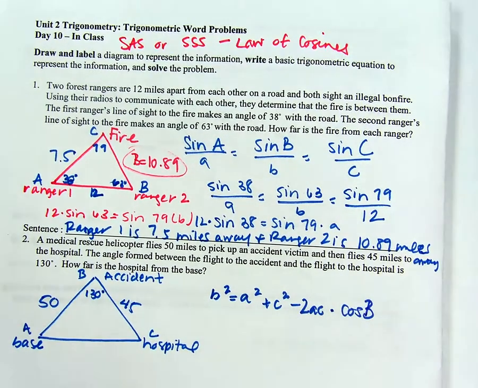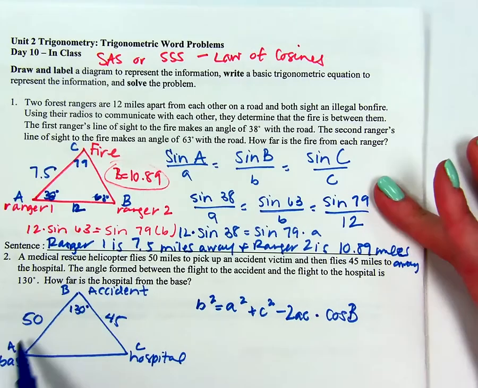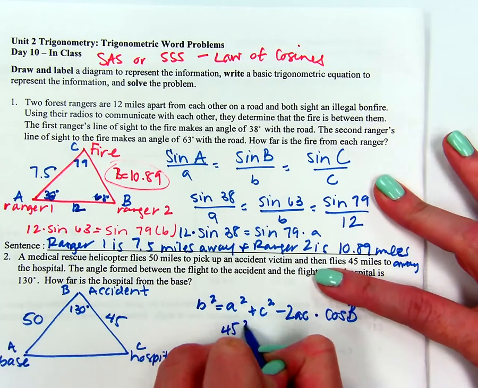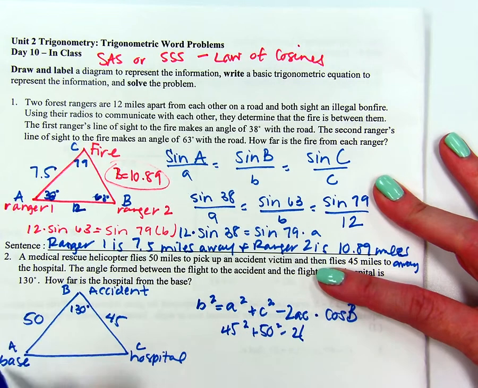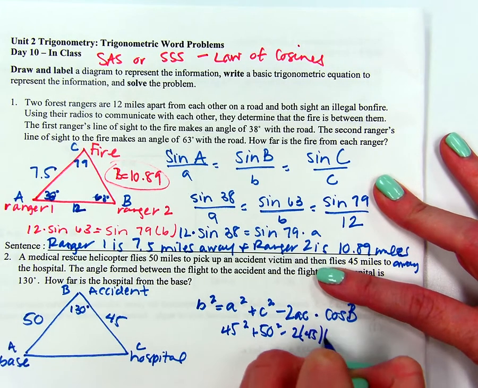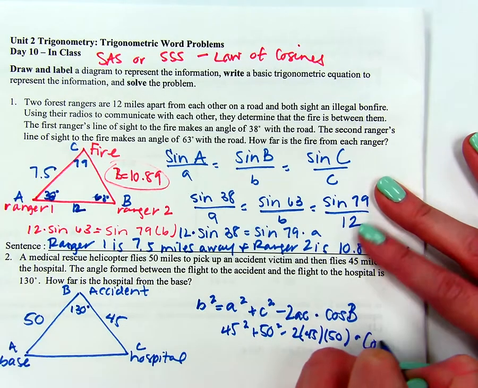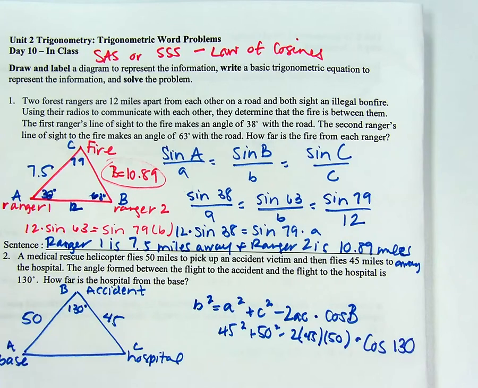Now it looks like a lot of information, but it's not too bad. So B squared we don't have, that's what we're solving for. A squared is the side opposite of A, so 45 squared plus 50 squared minus 2 times 45 times 50 times the cosine of our angle, the cosine of 130. Go ahead and solve that. Plug that into your calculator and see what you end up with.